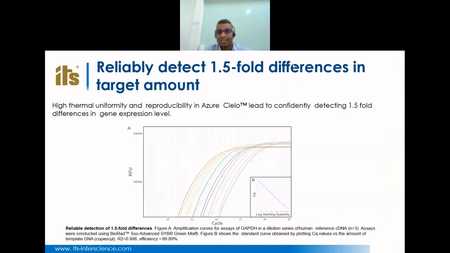What else can you do? If you're doing gene expression studies, you will be able to detect as small as a 1.5-fold difference in gene expression. This is again quite impressive.